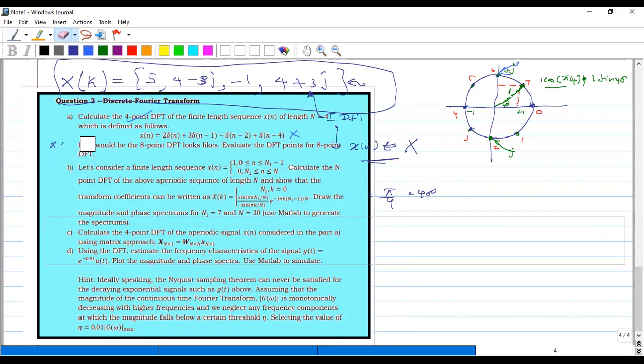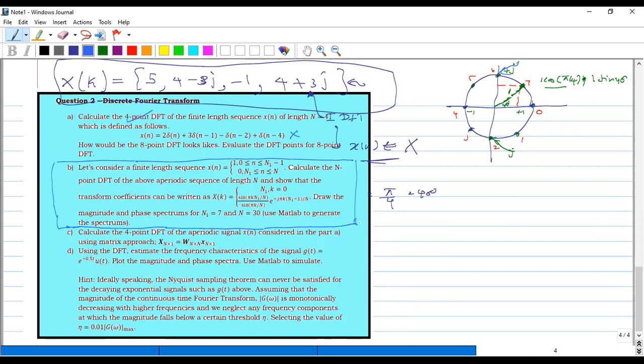I think that is also a very standard question. So this will also be a standard question we will have. If you go through your notes, go through your textbook, this kind of example should be there. So we are going to consider the finite length sequence.